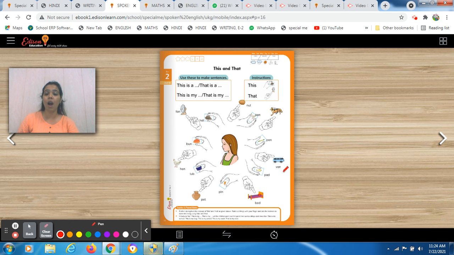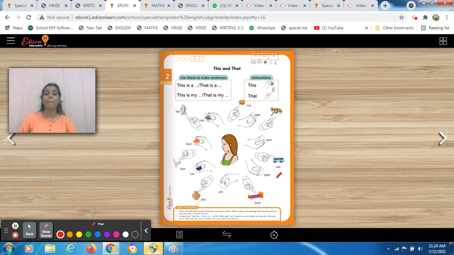The van is far. Far means dur. Again I am repeating it again and again, students. Why am I repeating it again and again? ताकि आपको clear हो where we use this and where we use that. This we will use for the nearby object. That we will use for the far away object. So this van is far, so we will use that in our sentence. That is a van. Now see the next.